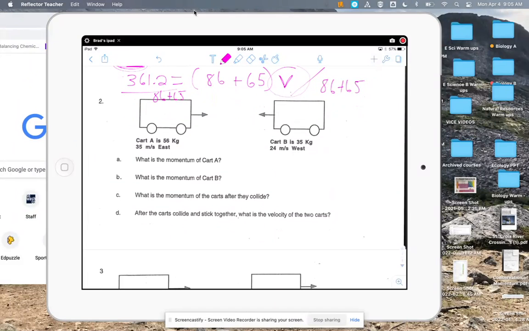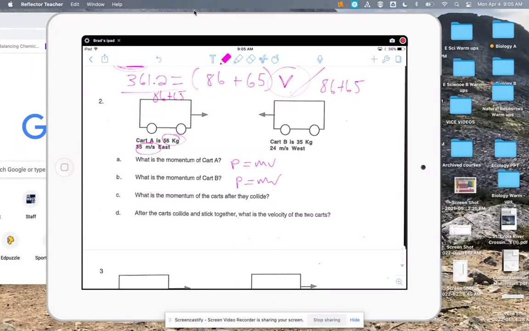Now this one's a little bit more tricky because you can see we've got two carts and they're both traveling in opposite directions. And so the key to this one is figuring out which of these carts has more momentum. And I can see already that cart A has more mass. It's traveling at a greater velocity than cart B, so therefore it's going to have the greater momentum. But first of all, you're going to calculate by using p equals mv for both of these.